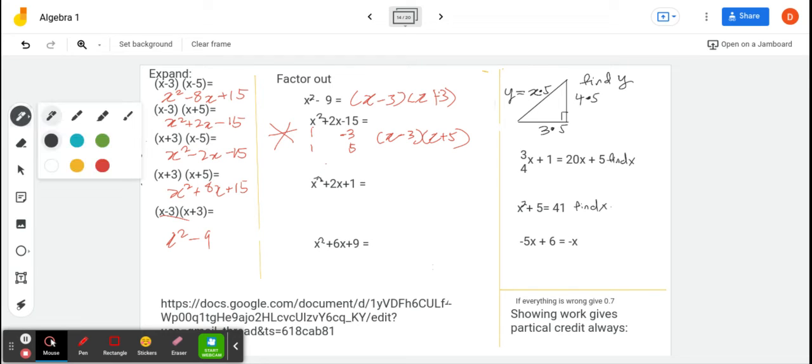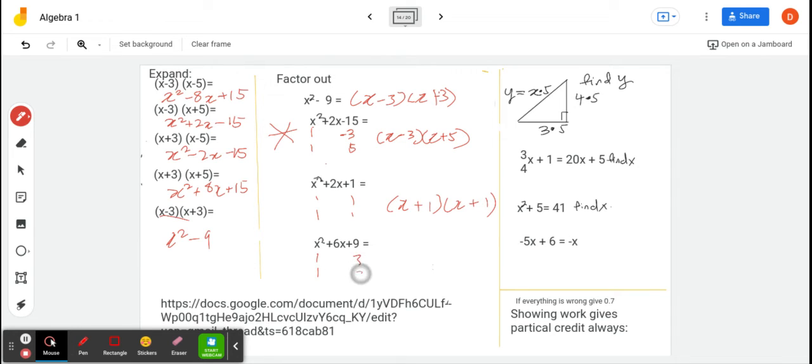That's good enough. So 1, 1, 1, 1, x plus 1, x plus 1. And yes, for me, that's enough work, but I don't think a lot of teachers would say yes to that. So you probably want to put more work than that, which basically means cross out 3, 3, and then 9 with a plus there, but I don't do that.